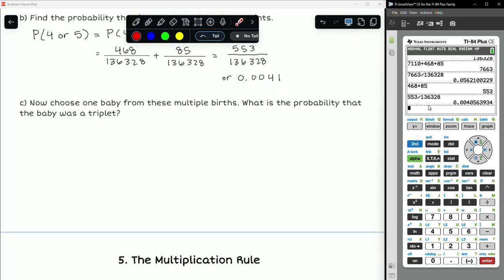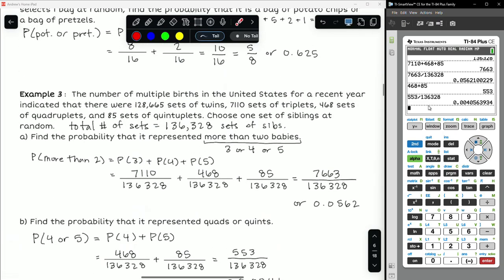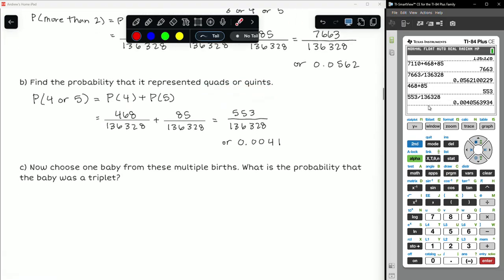And now for a tricky question. It says, now choose one baby from these multiple births. What is the probability that the baby was a triplet? Ooh. So notice we switched from all of these that were talking about sets of siblings, right? More than two babies, so that was the triplets, the quads, the quints. These were just the quads and the quints. Now we're focused on one baby. I need to know how many babies there were before I can answer this question.